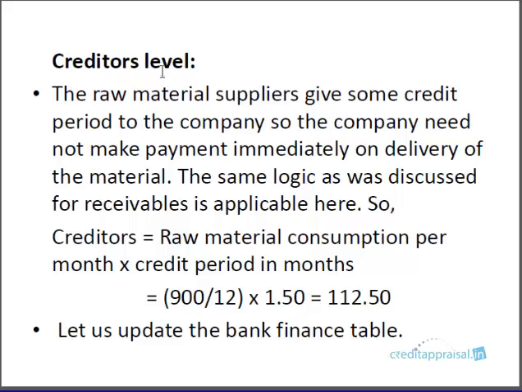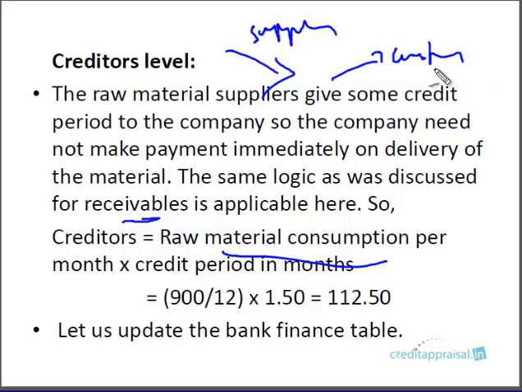So let us now look at the creditors figure. So again, creditors figure, we can have a formula: raw material consumption per month into credit period in months, because it's the same logic as the receivables. Instead of you as the company giving credit to your customers, you are getting the credit from your raw material suppliers. So same concept.